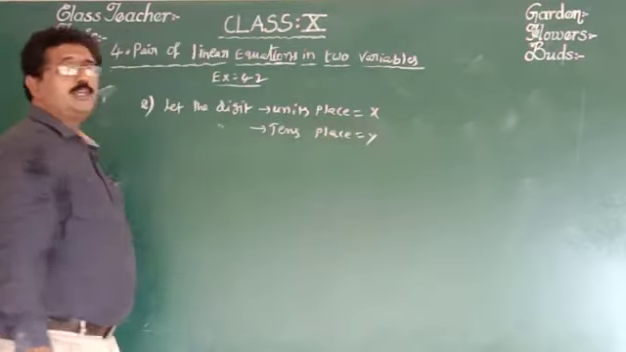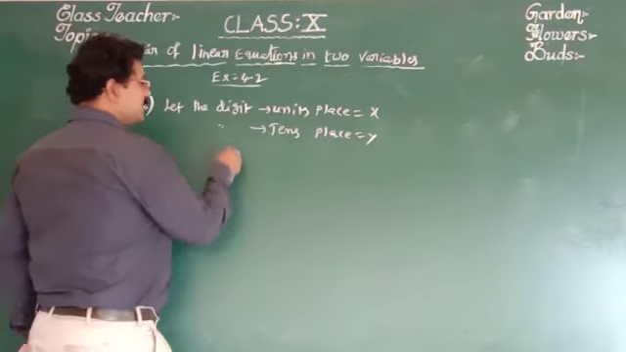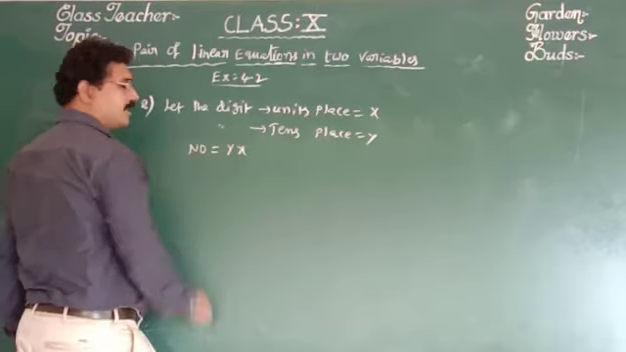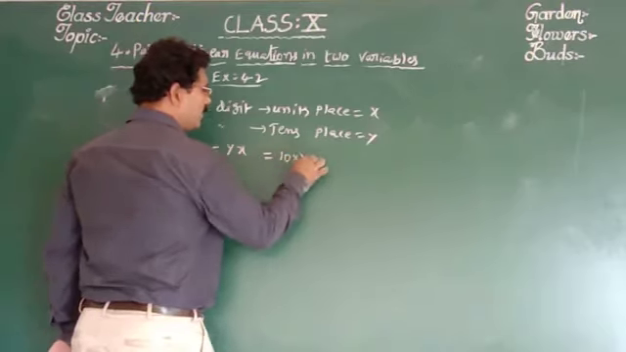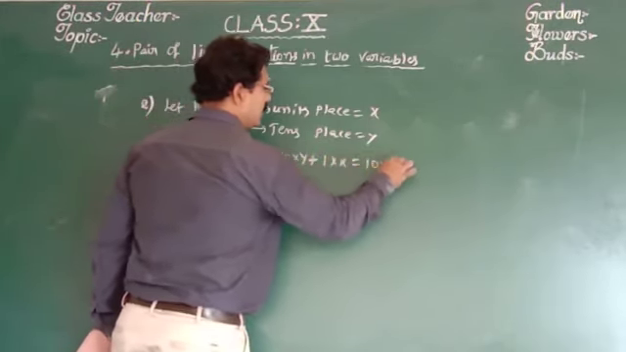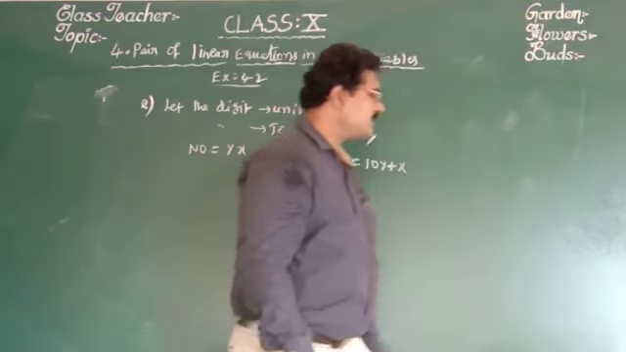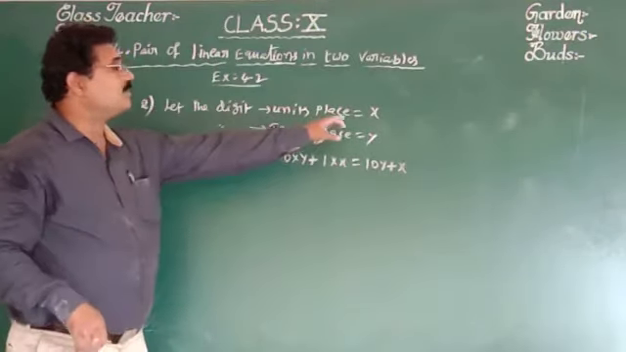If the digit in units place is x and the tens place is y, then the number is yx. Tens place means 10 into y plus units place means 1 into x, which is 10y plus x. That is the number when the units place is x.